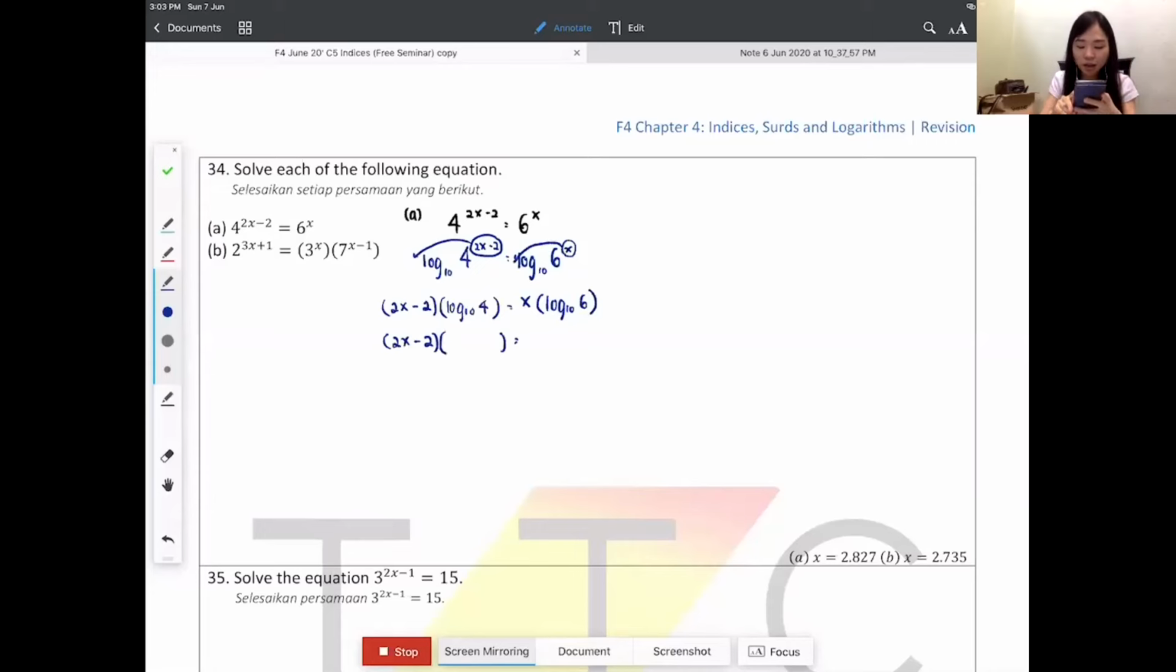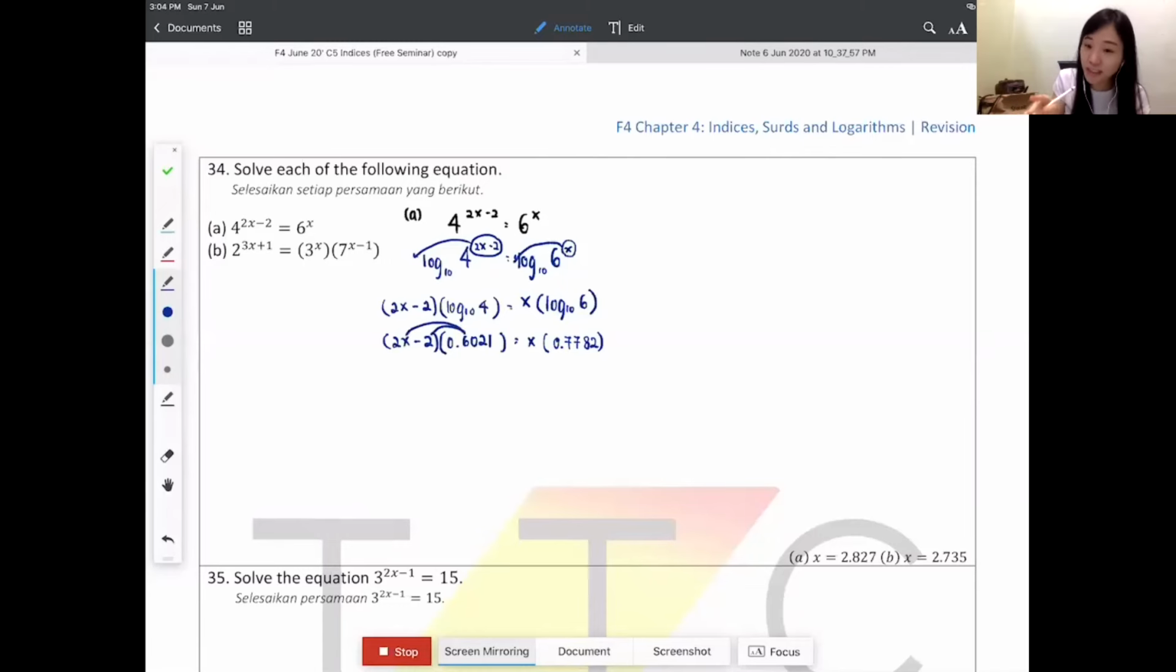Log 4 is what? Log 4. Sorry, log 4: 0.6021. Log 6: 0.7782. So guys, until now, don't tell me teacher very hard. No, this is just like normal mathematics. It's just slightly ugly because of the decimal. You just open the bracket as usual. So we will open it.